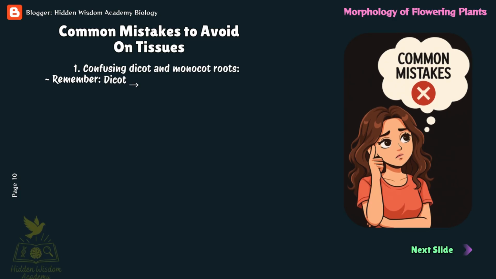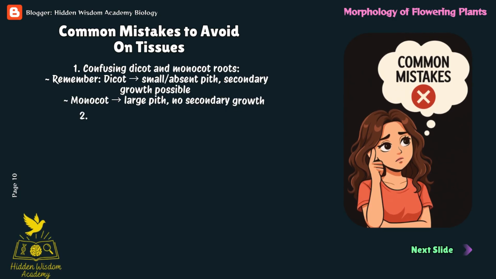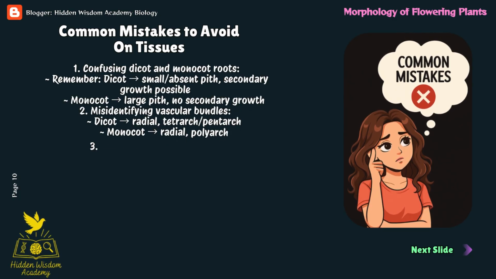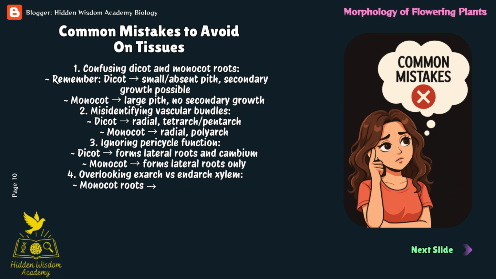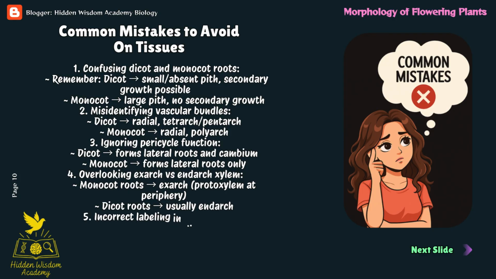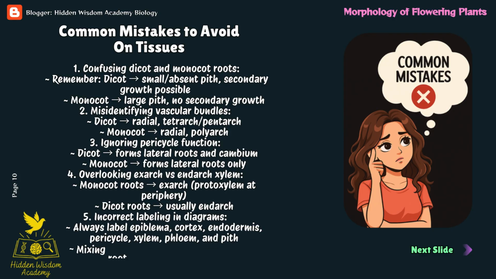Here are some common mistakes to avoid. First, don't mix up dicot and monocot roots. Dicots have a small or no pith and can do secondary growth, while monocots have a large pith and no secondary growth. Second, check the vascular bundles. Dicots are radial, tetrarch or pentarch, monocots are radial, polyarch. Third, know the pericycle function. In dicots, it forms lateral roots and cambium, in monocots only lateral roots.